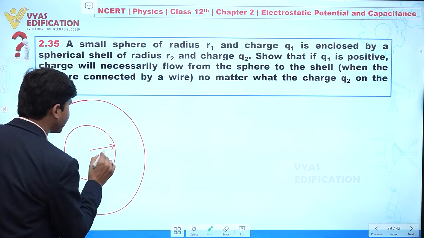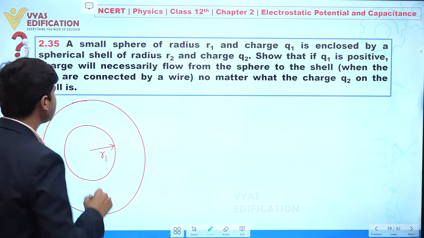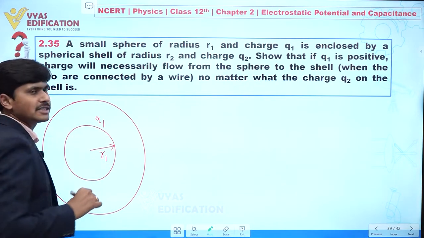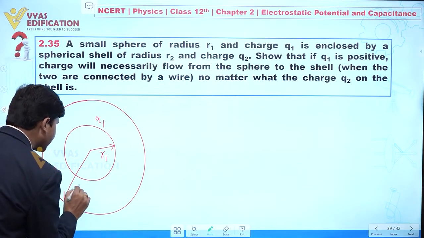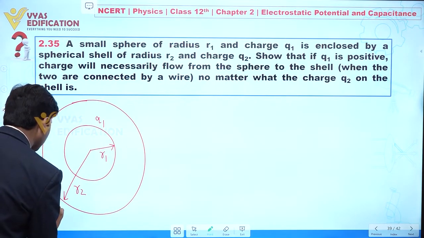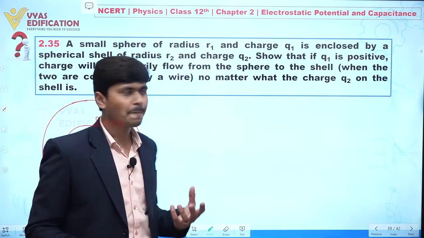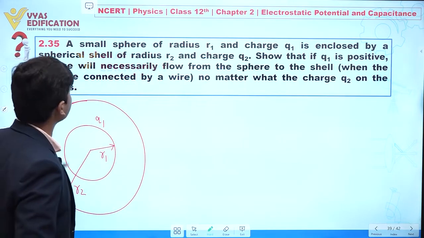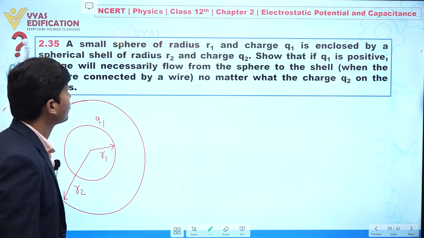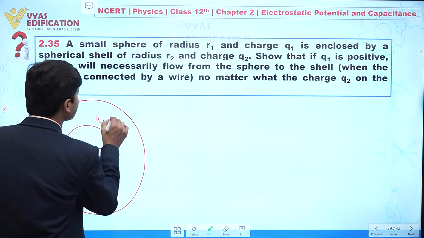Let's suppose the inner sphere has radius r1 and charge q1. If we talk about the outer surface, the radius is r2 and the charge given to this surface is q2. So a small sphere of radius r1 and charge q1 is enclosed by a spherical shell of radius r2 and charge q2. It is given that q1 is positive.